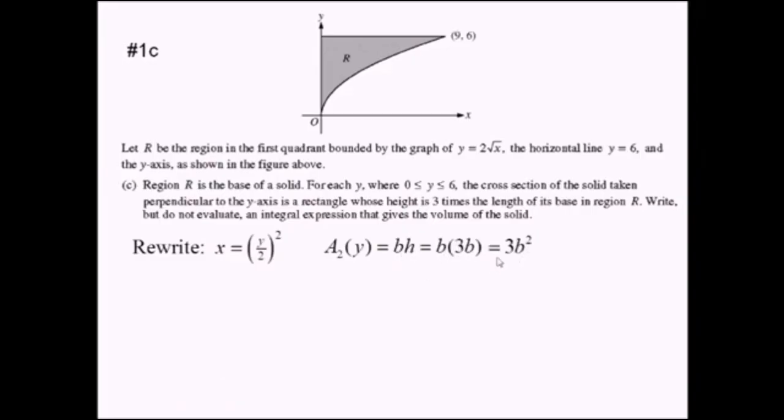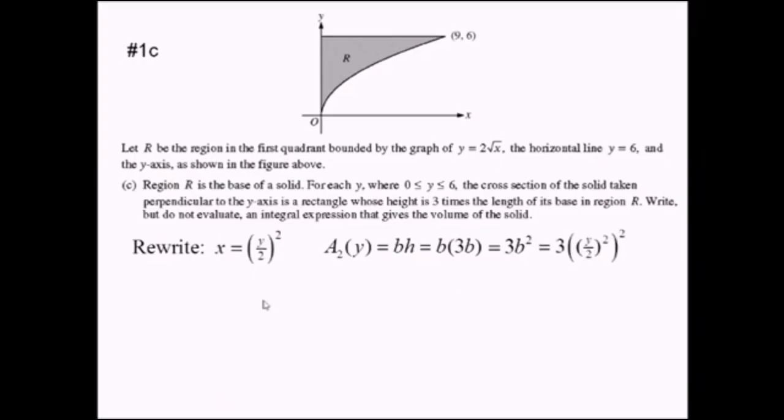And now what is the actual base defined in terms of y? Well, the base is the distance from the axis of revolution here, or the boundary here, to this other boundary. So this is just a horizontal distance given by this x equals (y over 2) squared function. So I'm just going to write in here 3 times (y over 2) squared, and then square that whole thing. So a lot of squaring going on.